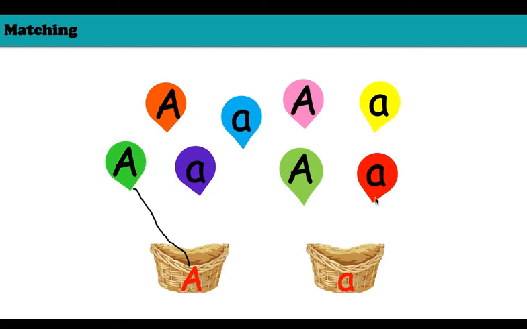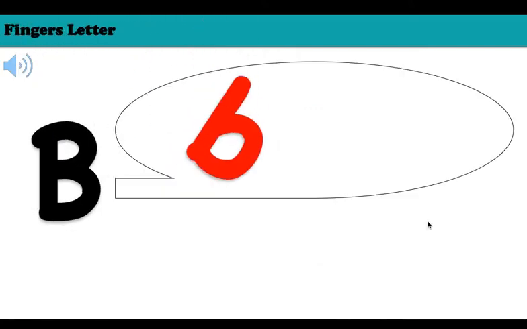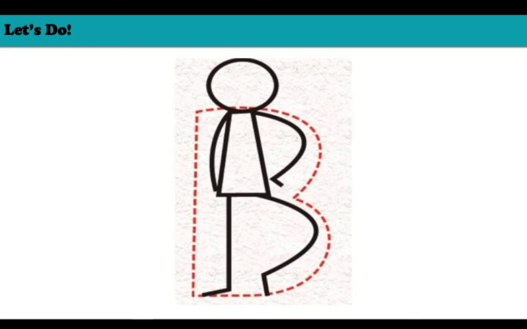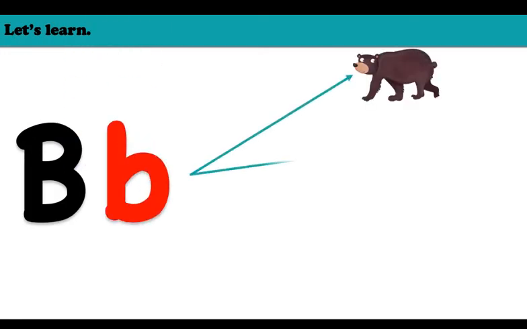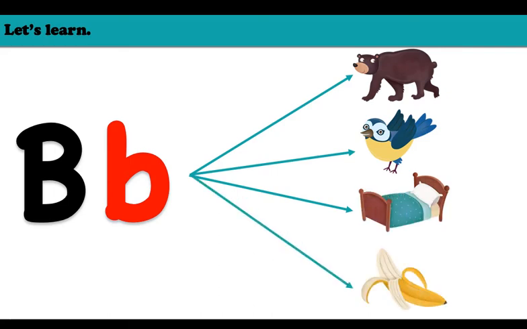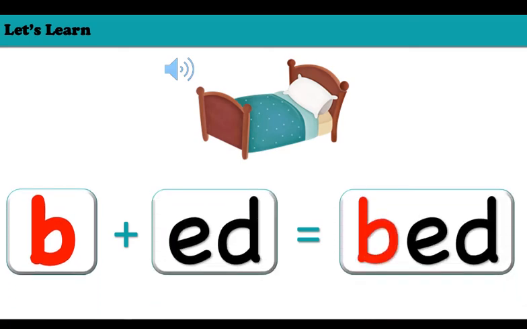And let me show you the other letters, because here we have 3 letters. So we have B, and it goes in the same way. We introduce the letter B. We can do it with fingers, and then we show the sound, and then we do together the TPR of letter B in this way. Then we learn some words about letter B, like bear, bird, bed, and banana. The same thing, B, ed, bed.